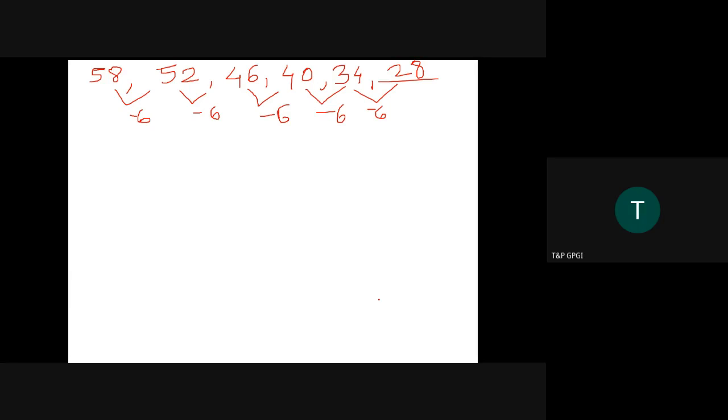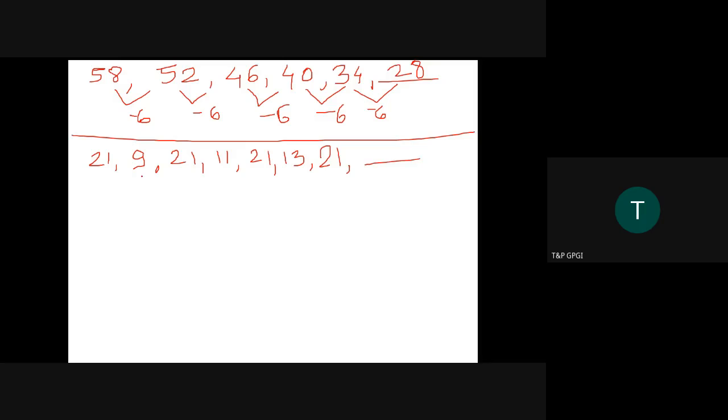Now suppose there is a series: 21, 9, again 21, 11, again 21, 13, again 21, and then a blank. Now see, you can see in this pattern, alternately 21 is kept constant.